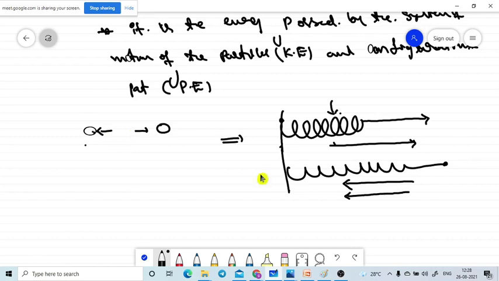Now take another example. If I compress the spring, the spring will be compressed up to here. So energy is stored as potential energy of the spring. How can we know this? If we release the spring, it will do some work and come back to its original position. Here the repulsion force is acting as the potential energy. Are you getting it or not?